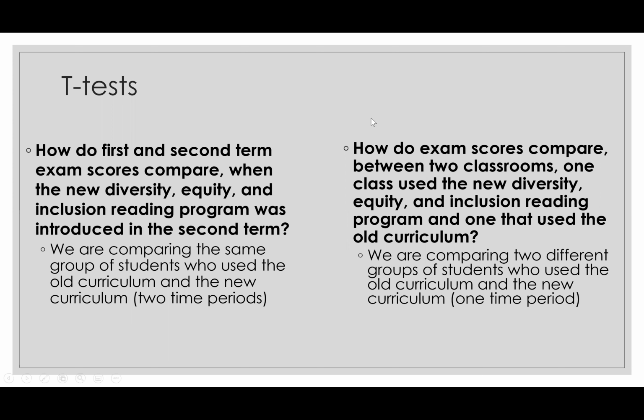How about if we rephrase the question to be, how do exam scores compare between two classrooms, one class using the new curriculum and one class that used the old curriculum? So here, again, you should see two different groups. They are independent of each other, the two classrooms. So here we're using an independent samples t-test.